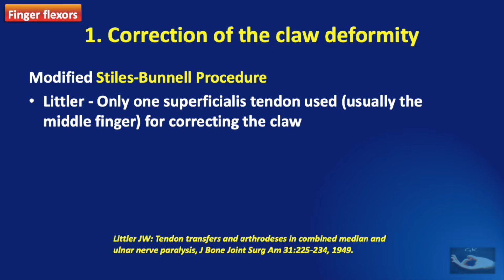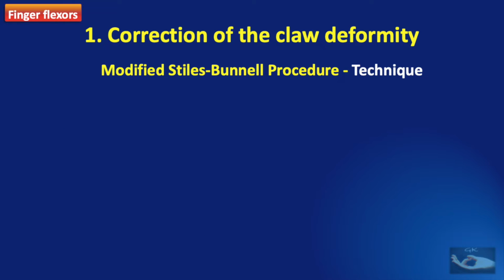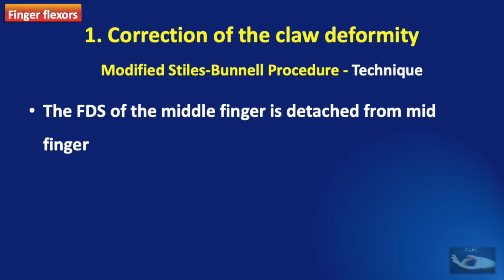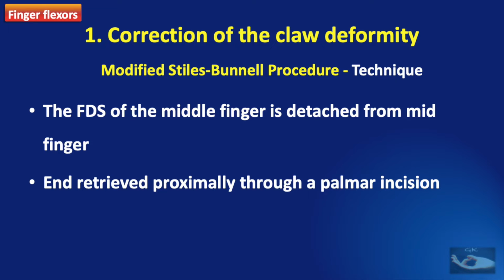To overcome these disadvantages, the Stiles Bunnel procedure was modified by Littler in 1949, where he used only one superficialis tendon, usually the middle finger, for correcting the claw deformities of all the 4 fingers. The technique of this procedure is quite simple. The FDS of the middle finger is first detached from the mid finger. The end is retrieved proximally through a palmar incision.